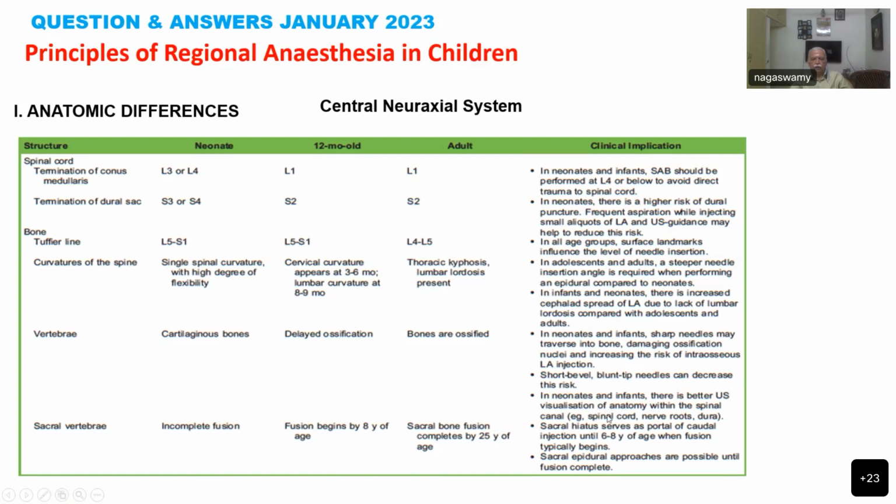So ultrasound guidance is very useful in locating the level or the position of the cord, nerves and dura. And the sacral hiatus has a lot of leakage, so during the injection you have to use a larger volume. Sacral epidural approaches are possible until fusion is complete.